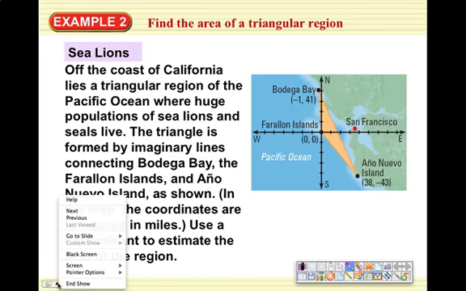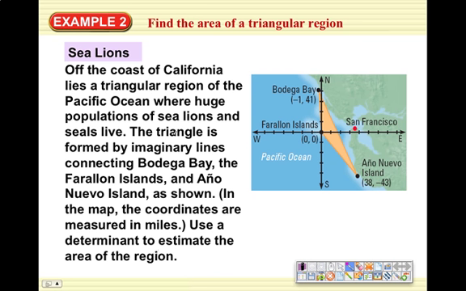Example number 2. We're going to use determinants to find the area of the triangular region right here. So read this with me. Off the coast of California lies a triangular region in the Pacific Ocean where huge populations of sea lions and seals live. The triangle is formed by imaginary lines connecting Bodega Bay, Farallon Islands, and Año Nuevo Island as shown. In the map, the coordinates are measured in miles. Use a determinant to estimate the area of the region.